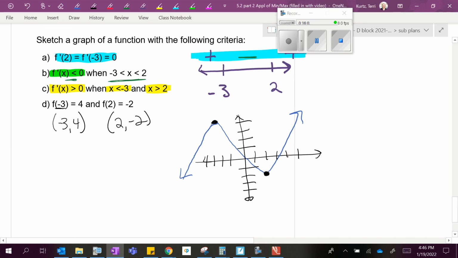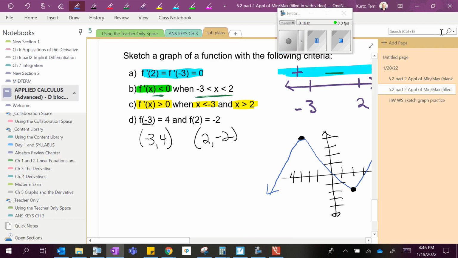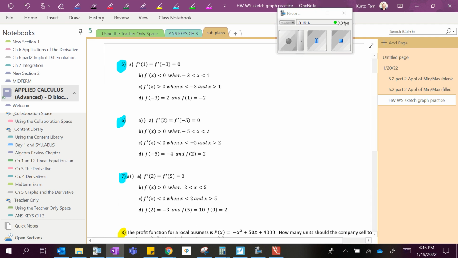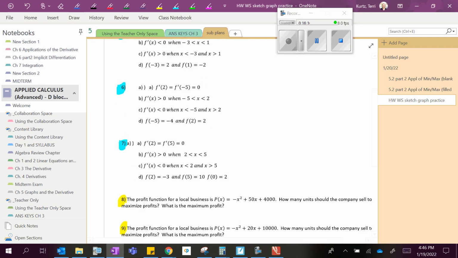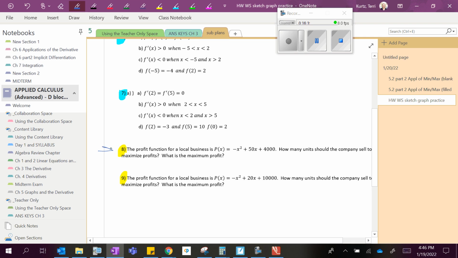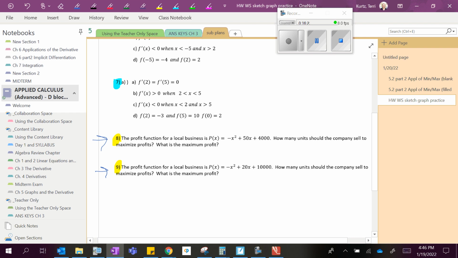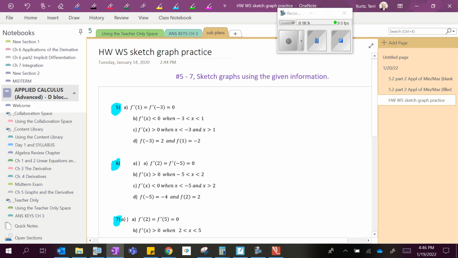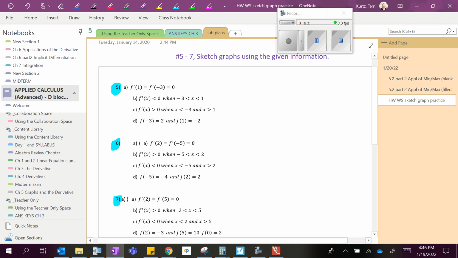So anyway, hopefully you feel like it's a simple lesson today, not too much going on. Your homework is a combination of sketching graphs, so 3 graph sketches, and then 2 word problems where you're finding the max profit on both of those. It was a little bit too simple, but anyway, hope you guys are having a good Friday, and you should have plenty of time to finish this homework.